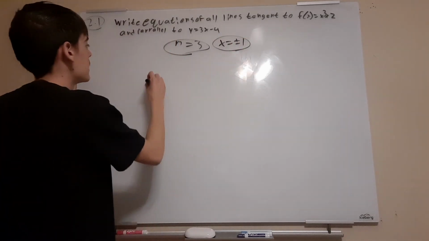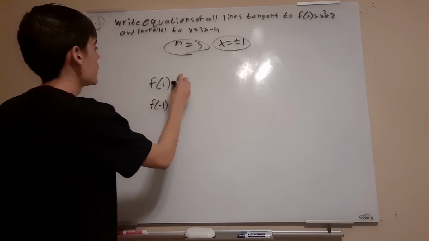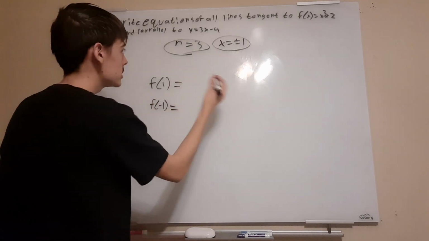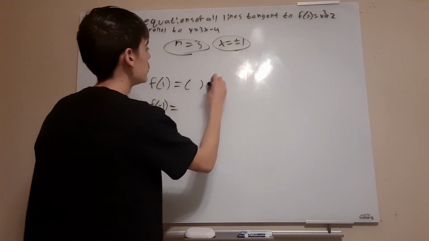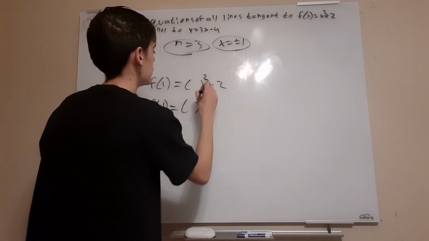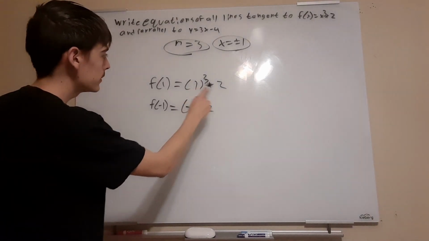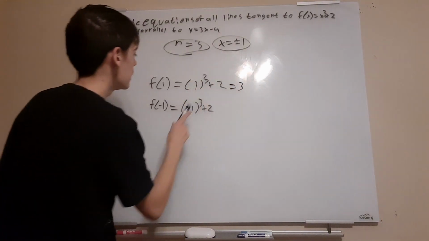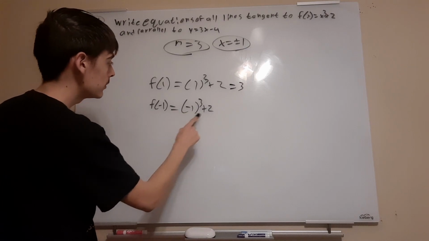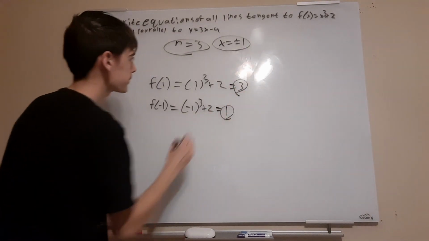And now we're going to take f of 1 and f of negative 1. That's just plugging 1 and negative 1 into the original equation, so we can actually solve for what y equals. So plug in 1 here, negative 1 here. 1 cubed is 1 plus 2 equals 3. Negative 1 cubed is negative 1 plus 2 equals 1. And so these are our y values.